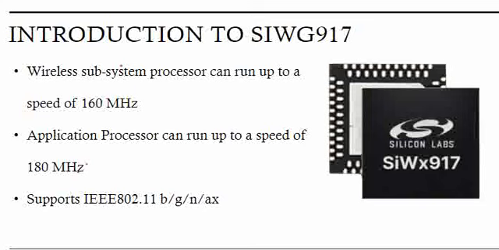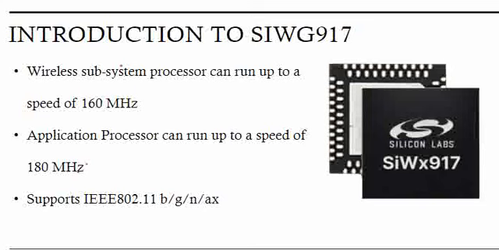We mentioned that SI917 has two processors in the chip, right? One is the wireless subsystem processor, which is a ThreadArch processor, and the second one is the application processor, which is ARM Cortex M4. The wireless subsystem processor can work up to a speed of 160 MHz, whereas the application processor can work up to a speed of 180 MHz. Actually, these are very high speeds, right?